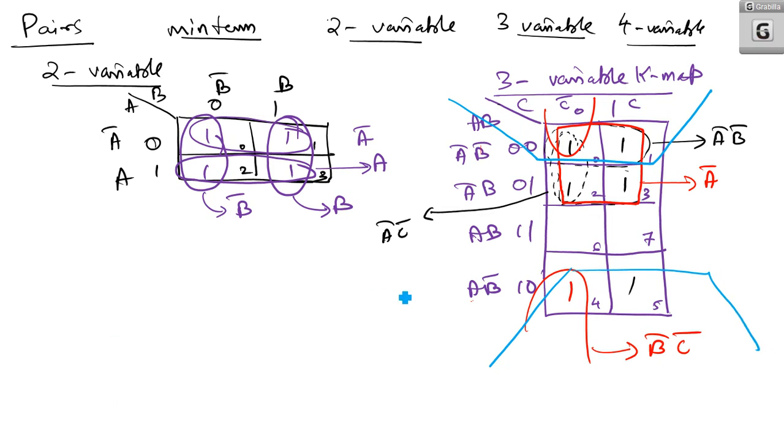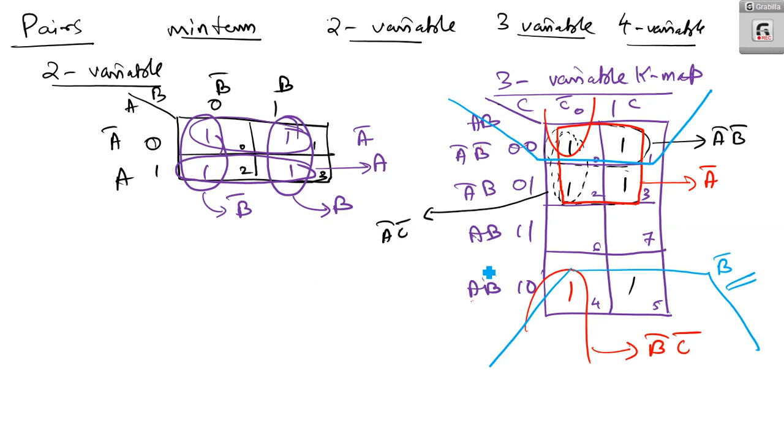Yeah, this also forms a quad. So which is common here in the first row and last row? B bar is common. And in the first column and second column, what is common? Nothing is common. So you can take it as B bar. Okay, so I think you have got the concept of this quad.